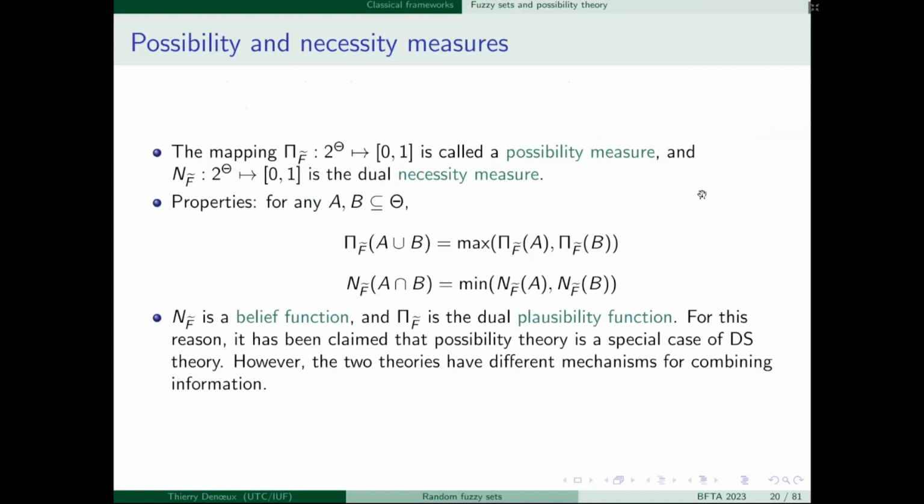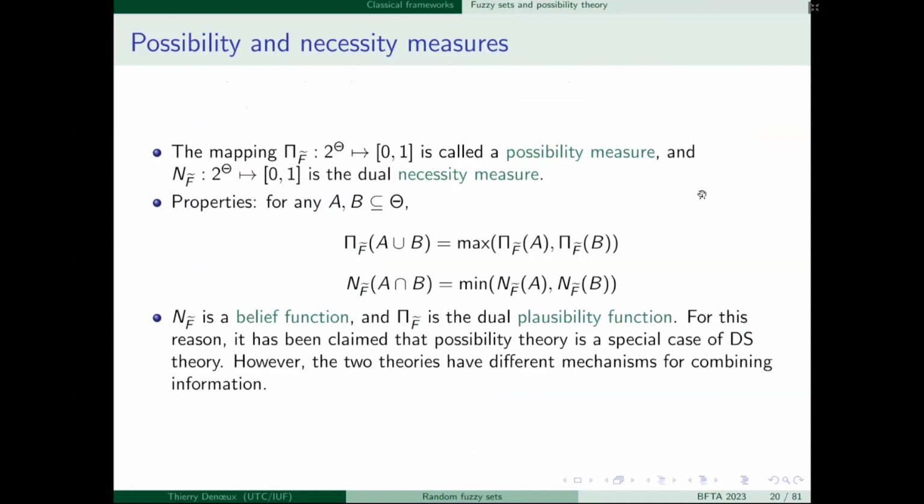Okay. So these mappings verify these properties. For any two subsets A and B, the possibility of A union B is the maximum of the possibilities of A and B. And the degree of necessity of the intersection of A and B is the minimum of the necessity of A and the necessity of B. And I've mentioned already, and this has been mentioned several times, that the necessity measure is a belief function. It verifies that complete monotonicity property. The possibility measure is a corresponding plausibility function.